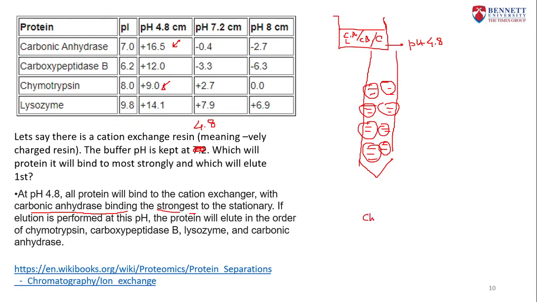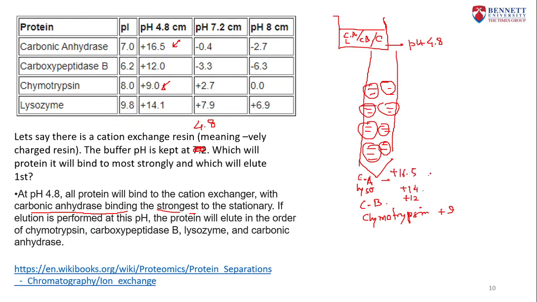So chymotrypsin will elute first because it has the least binding to the resin. This will be followed by carboxypeptidase B, because that is plus 12 charge. So chymotrypsin has plus 9, carboxypeptidase has plus 12, and the next to elute would be lysozyme, which has plus 14. That would be the order of elution. At last, if we increase the salt high enough, we would see the elution of the carbonic anhydrase. So Ca would elute last, since it has a charge of plus 16.5.